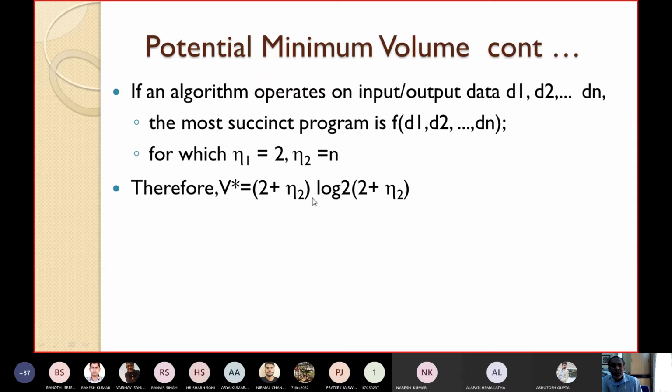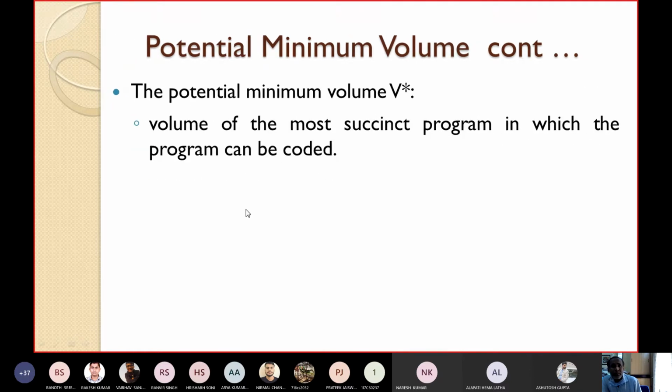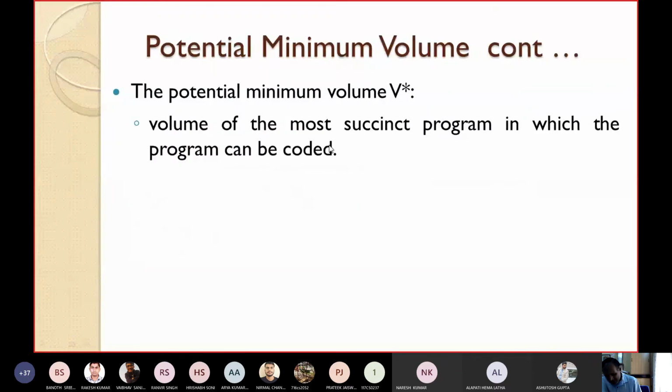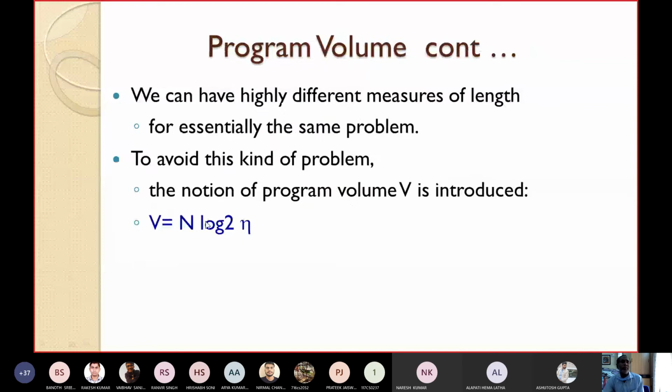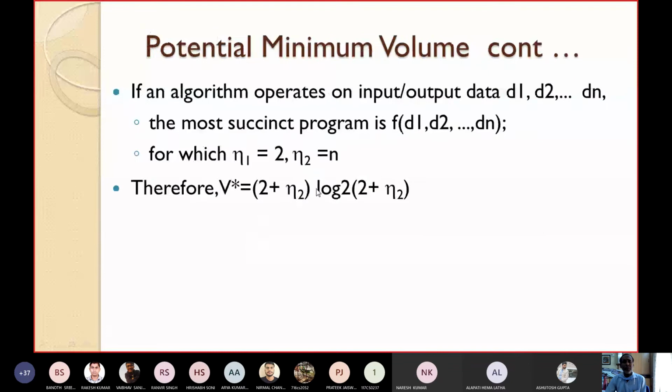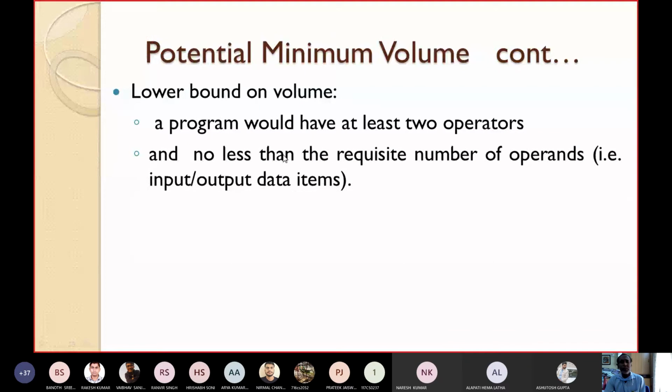You get a straightforward equation: (2 plus eta 2) into log 2 of (2 plus eta 2). Where did I get this? From the V star formula. Where is the V star formula? Yes, it comes from the volume V. Let us first see: V is defined as N into log 2 eta. The values of N and eta I have already told you. So V is equal to N into log 2 eta, and now I have to put the values here.